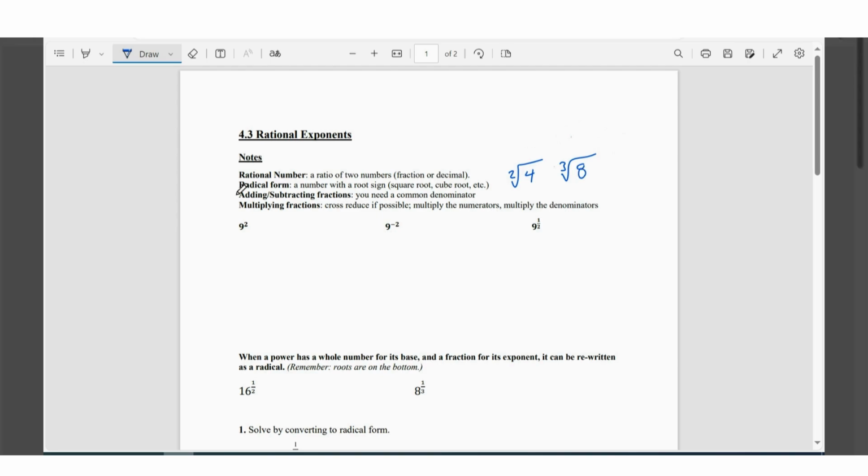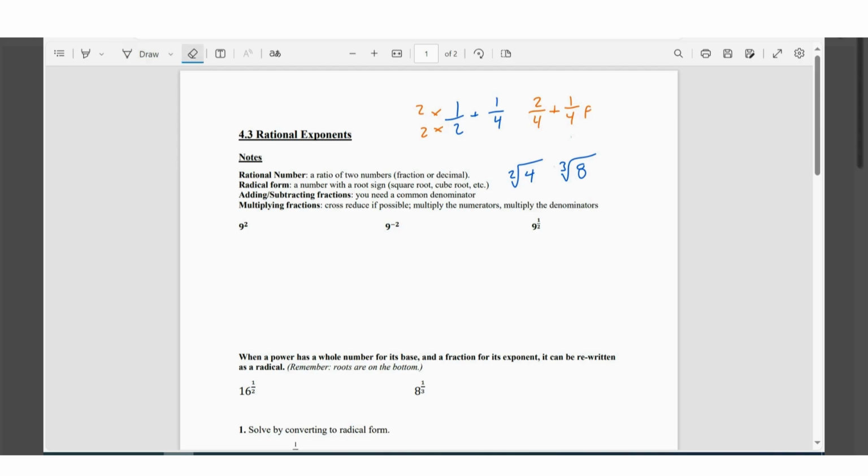And a reminder, for adding and subtracting fractions, you need a common denominator. So if we want to add a half to a fourth, we need to have the same number on the bottom first. So we need to change the way a half looks by making it the same denominator. So we can change a half into 2/4. It's still the same value, but now we have a common denominator.